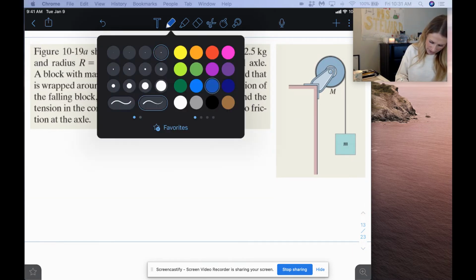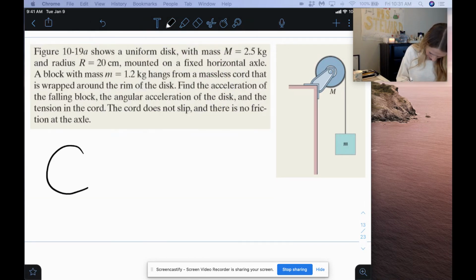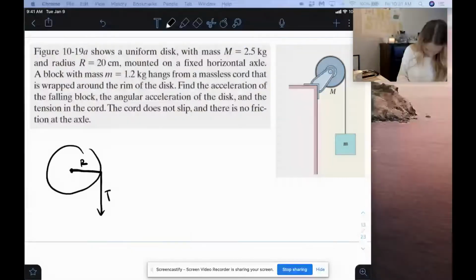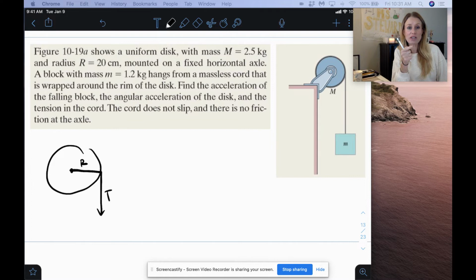I'm going to draw a little picture of the pulley. So we have our pulley here, we have our R, and then our tension pulling down on that pulley. So we can see that the tension in the cord, because it's the same cord, whatever tension we have for block m, when we draw that free body diagram, it's going to be the same tension that's pulling on that pulley, causing it to rotate. So the tension is the force.